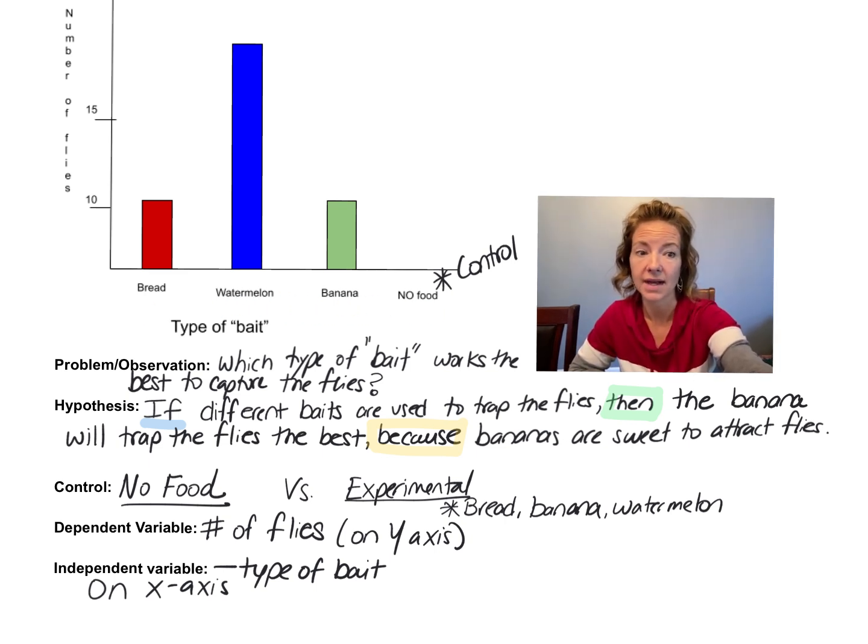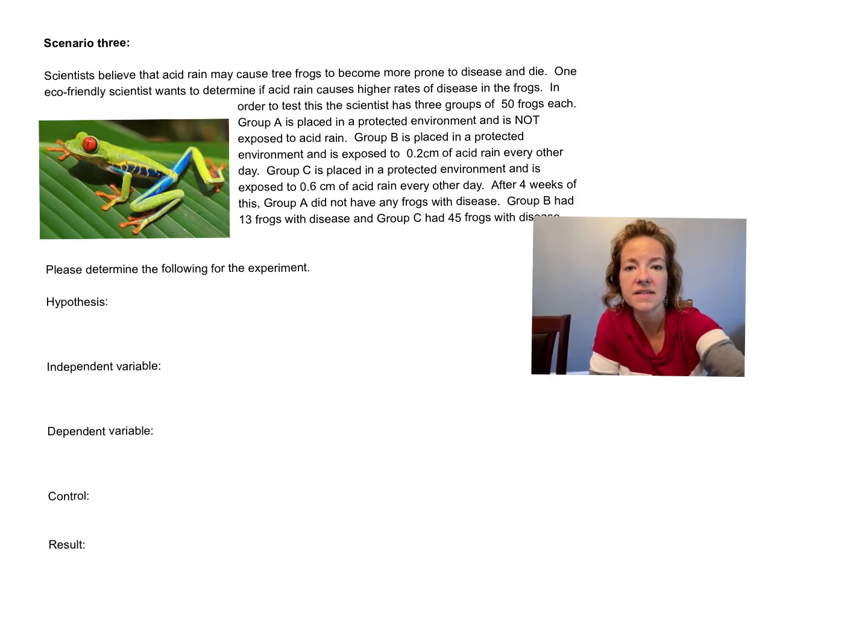In this next example, we can see the problem in the very first sentences. Scientists believe that acid rain may cause frogs to become more prone to disease and die. So the question, the problem for the experiment, is: does acid rain cause the frogs to be more prone to disease and die?